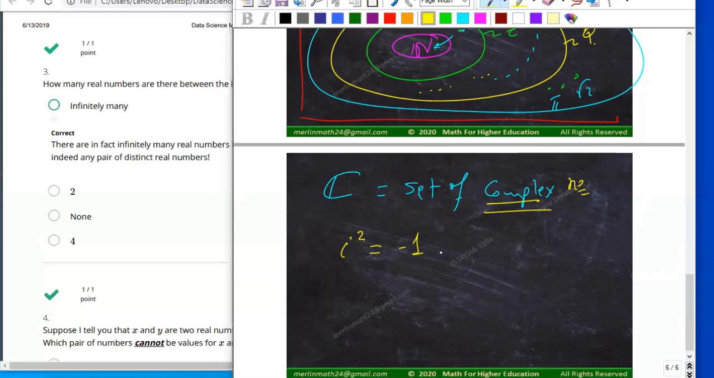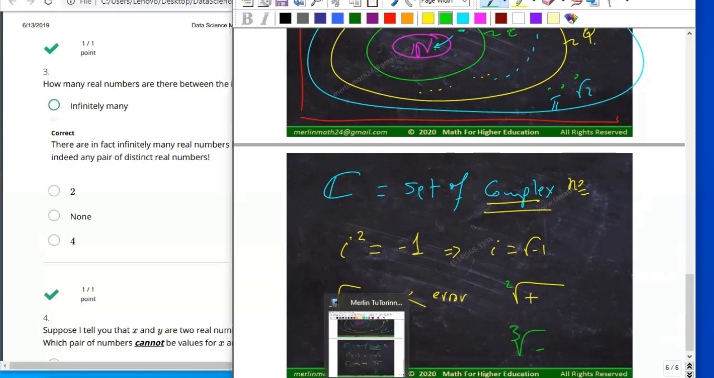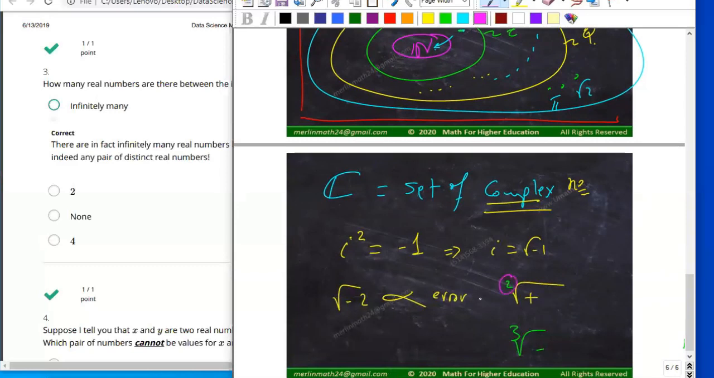So i squared equals minus 1, as if you are saying that i equals radical minus 1, because if you go to your calculator and you put radical minus 2, it has no answer. It's an error, because a radical always accepts positive. Why is that so? Because this is a square root. Now, cube root accepts a minus. This leads to the square root with an even index. This is called the index.